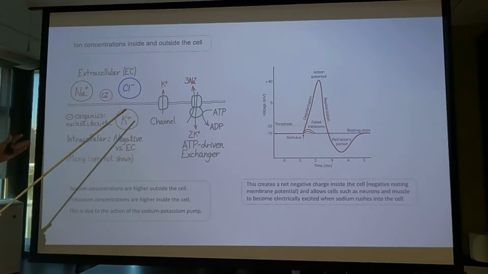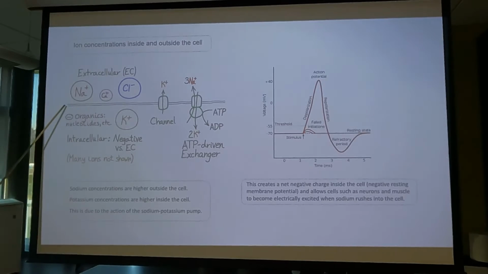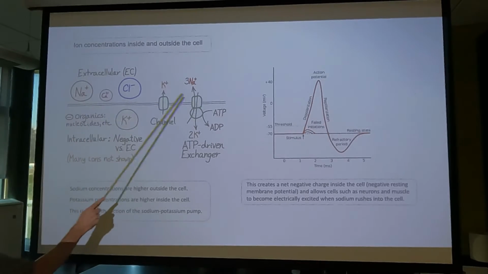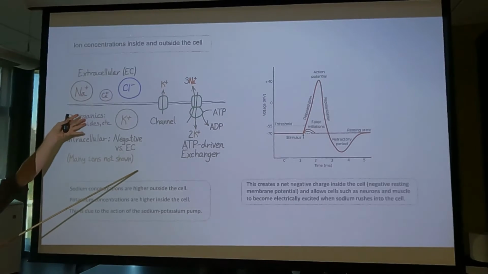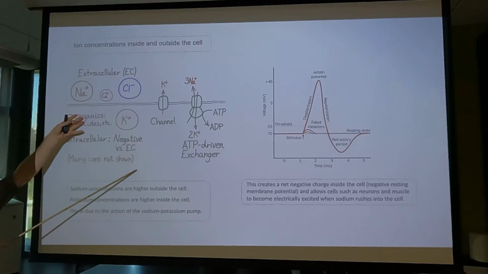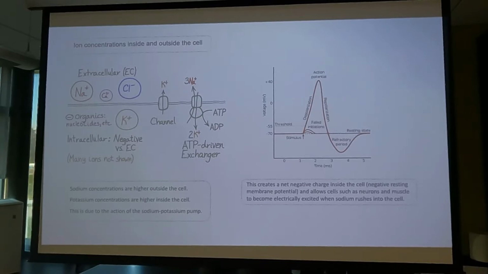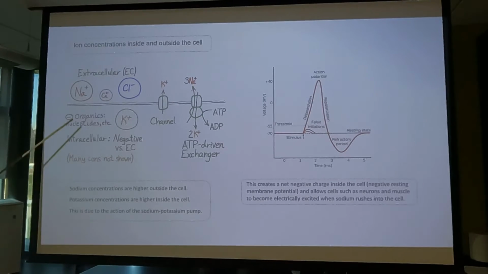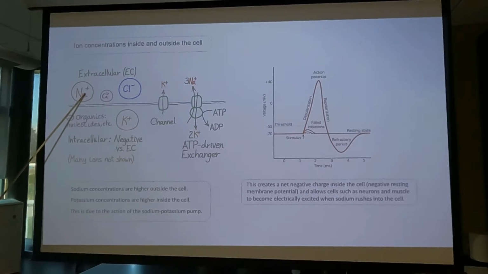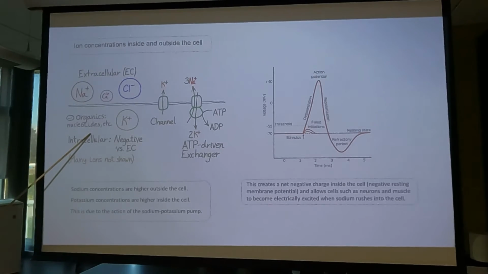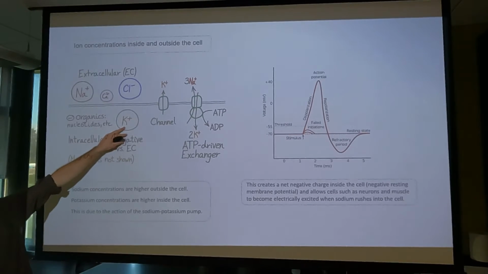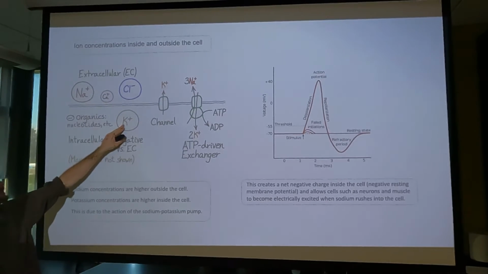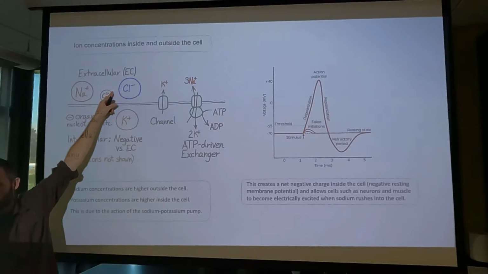This is the diagram of a cell, I guess. Here's the plasma membrane. This is the fluid outside of the cell, and this is the fluid inside of the cell. The concentration of sodium is much higher outside the cell than inside the cell. The concentration of potassium is much higher inside the cell than outside the cell.